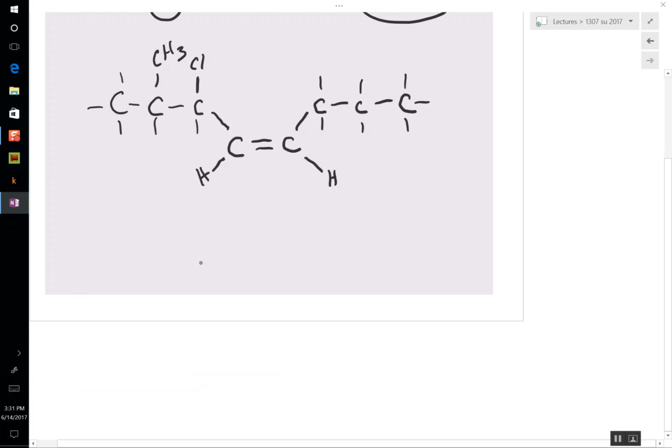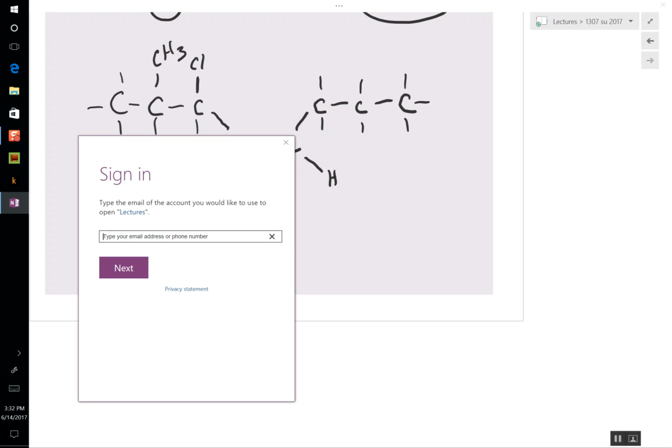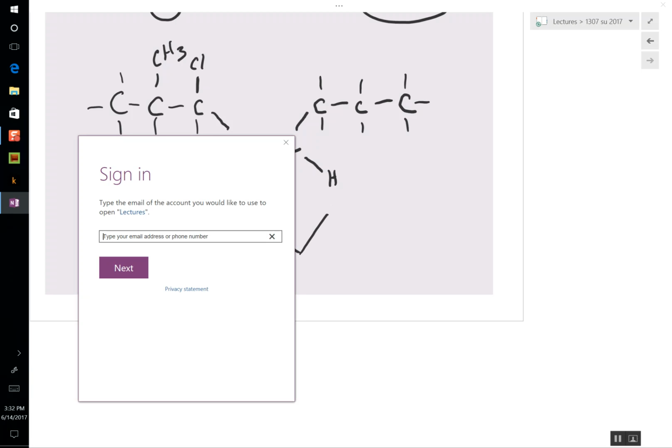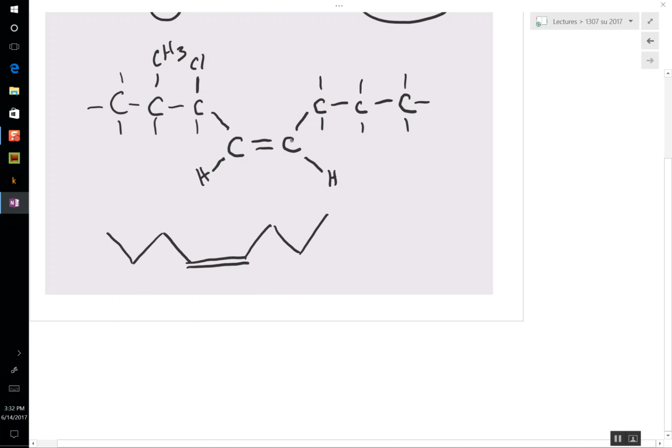What I would do here is a line, you're going to make a double bond like this. And then you have 1, 2, 3, 1, 2, 3, 4. There you go. And you're going to have 1, 2, 3. There's your line formula. All right. So then you would have a methyl there, and you'd have a chloro there. There's your line diagram.